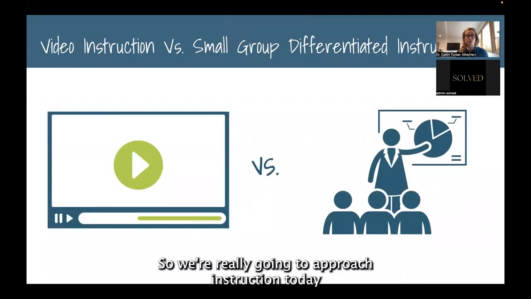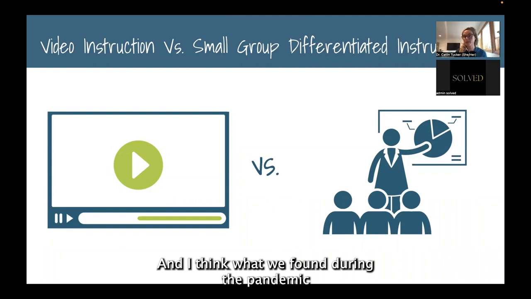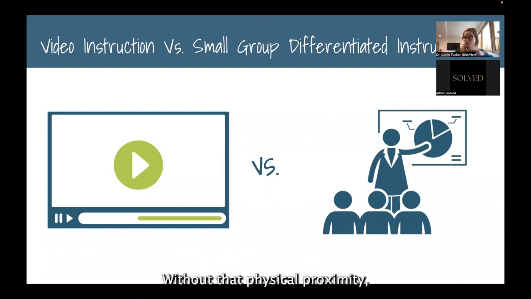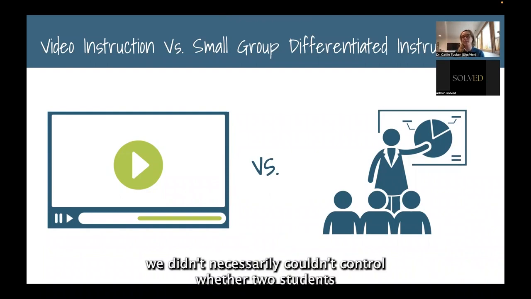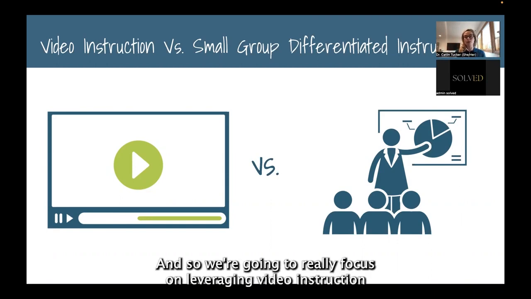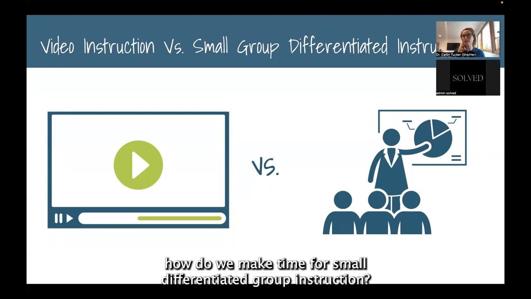So we're really going to approach instruction today, since so many teachers use the whole group teacher-led model. And I think what we found during the pandemic is that model didn't work as well online, right? Without that physical proximity, we couldn't control whether students turned on their videos, whether they engaged in online lessons. And so we're going to really focus on leveraging video instruction, when that's best used, how to go about creating it, and then also talking about how do we make time for small, differentiated group instruction?